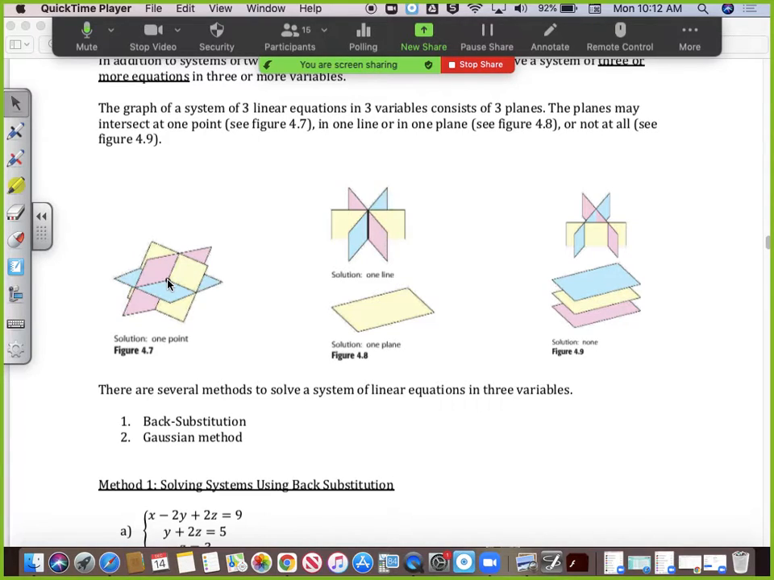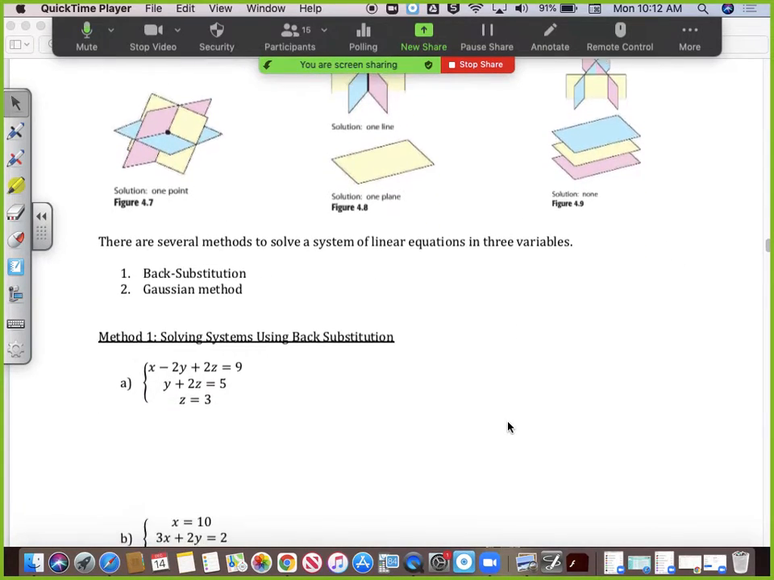So three lines can intersect at exactly one point like this. Three lines can intersect at one line or one plane if you're looking at the pink one, the blue one, and the yellow one. Or they don't have a solution at all. Sometimes this might happen, especially if you're thinking about when you have walls in a house. One wall goes this way, one wall goes this way, and one wall goes this way. All three of them will never connect, which is how they're making that inside space. So sometimes there will be no solution.